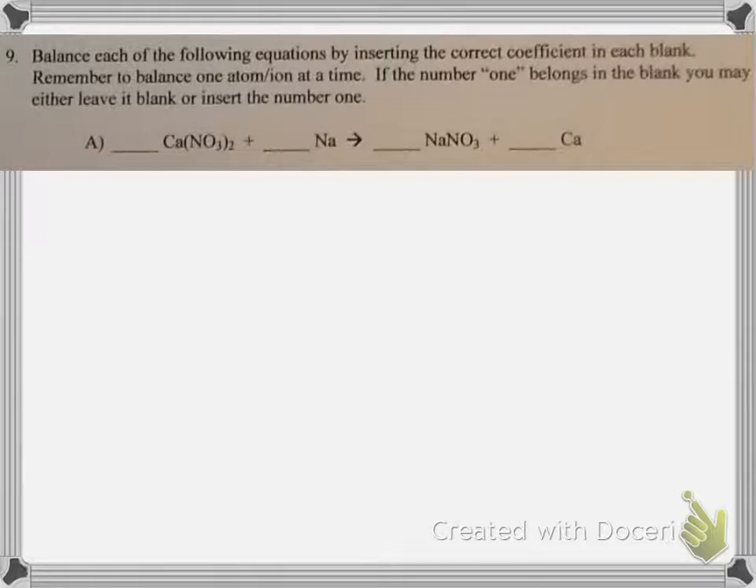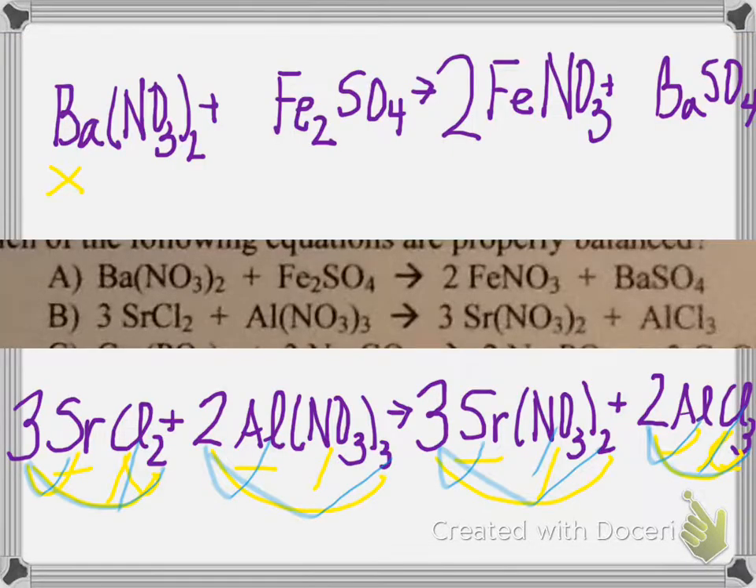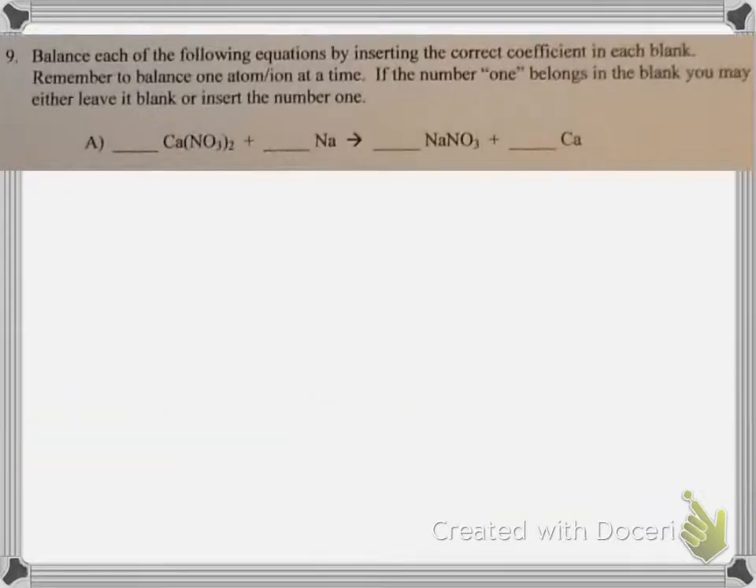So number 9 asks us, because letter C and D, remember, were properly balanced. Okay. So number 9 asks us to balance each of the following equations by inserting the correct coefficient in each blank. Remember to balance one atom or ion at a time. If the number 1 belongs in the blank, you may either leave it blank or insert the number 1. Again, I'm just going to leave it blank.